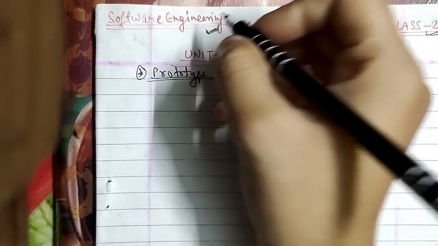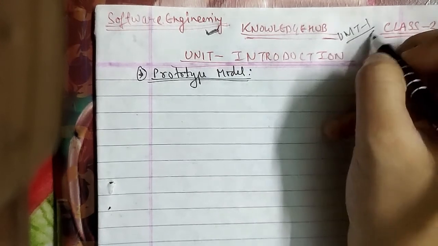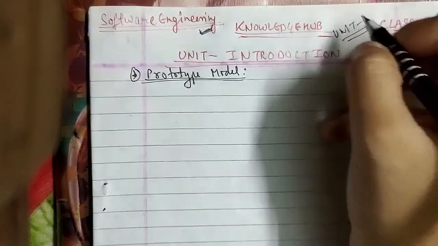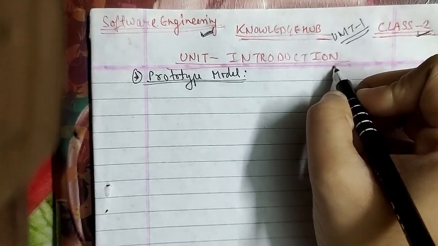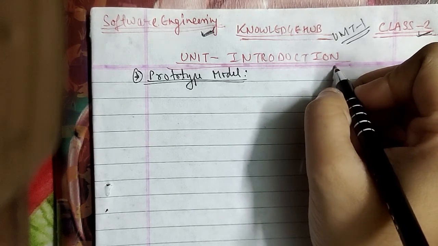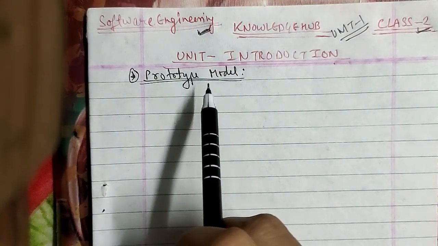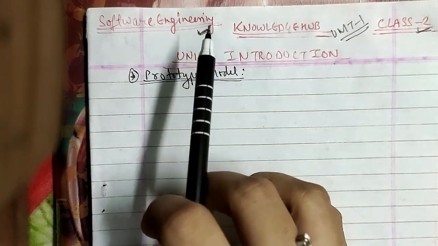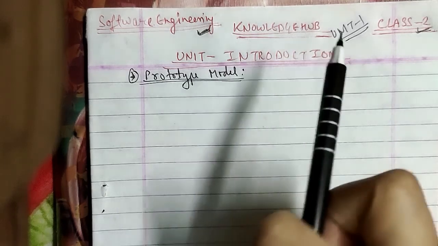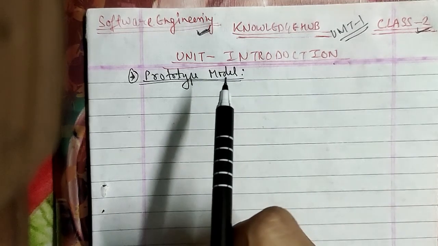Today we're going to start with your software engineering class, and this is your class 2. As I told you, we had completed class 1, where we completed part of unit 1. The name of unit 1 is introduction to software engineering, and we had covered 75% of it. Now we'll start with another topic, which is the prototype model, and we'll discuss it in detail and surely complete unit 1 in this class. If it does not exceed more than an hour, we'll just start discussing unit 2 as well. So don't worry about it.